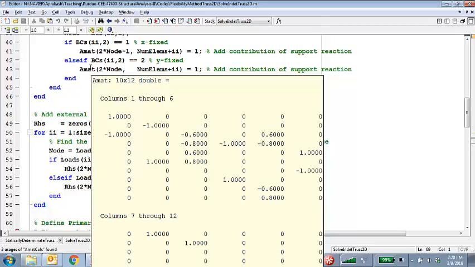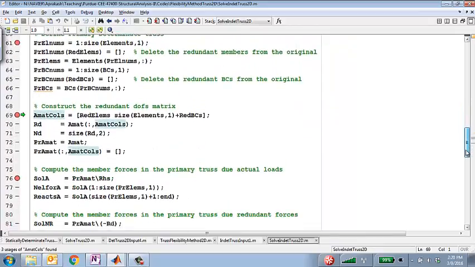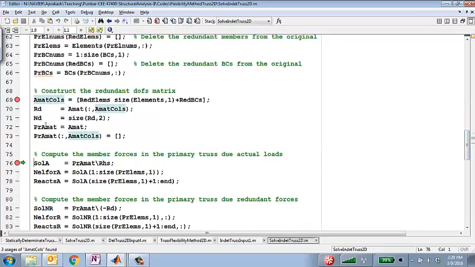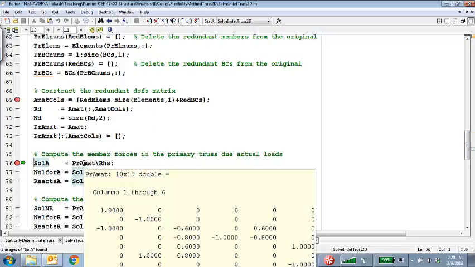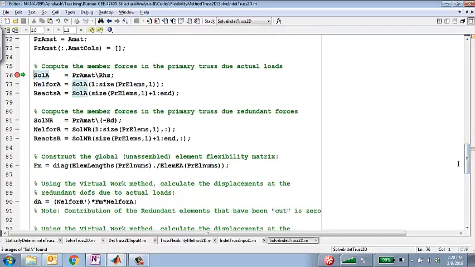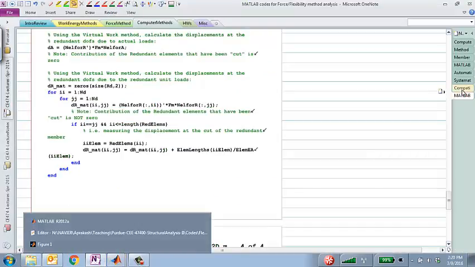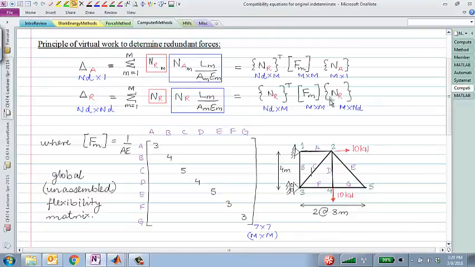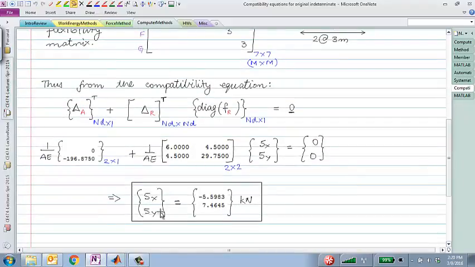But this is an indeterminate problem. I have only 10 equations, but 12 unknowns really. So the number of columns is 12. There are 2 extra columns in this A matrix. And that's why when we do the primary redundants, so A mat columns, and there's a primary A matrix, which is the correct 10 cross 10 for the determinate system. And the rest of it is basically going through these 2 computations and finally being able to calculate the redundant forces. So I'll stop at this point.